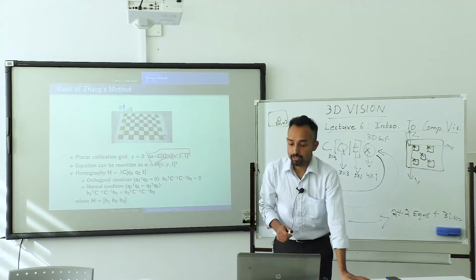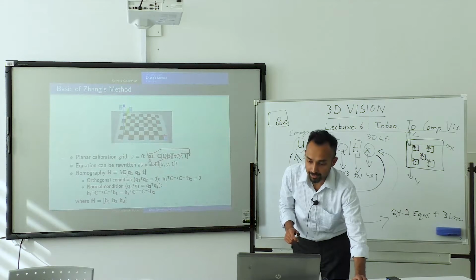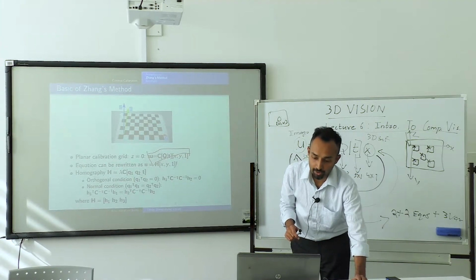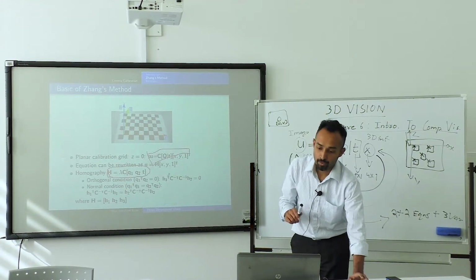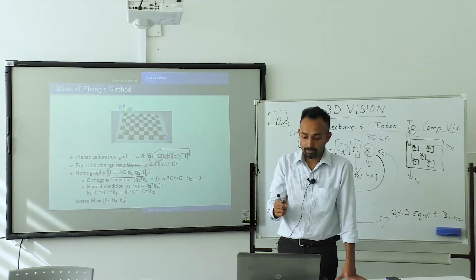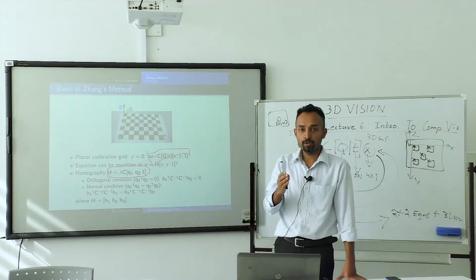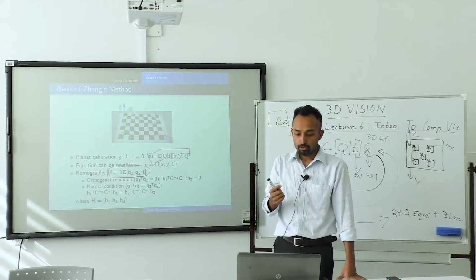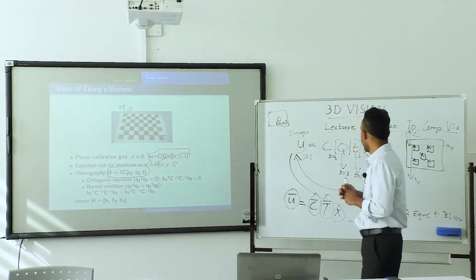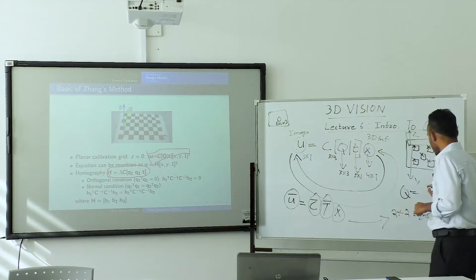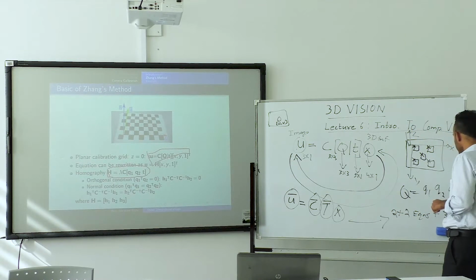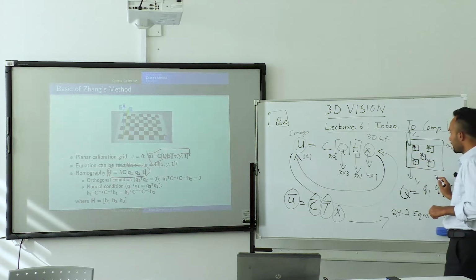Now you can convert it into another form where the image is related to the 3D coordinates using a matrix called H, which is the homography. This homography matrix is a 3 cross 3 matrix, which is related to your camera calibration matrix and the columns of your rotation matrix Q. The rotation matrix has a particular property that its columns Q1, Q2, Q3 are orthogonal to one another.